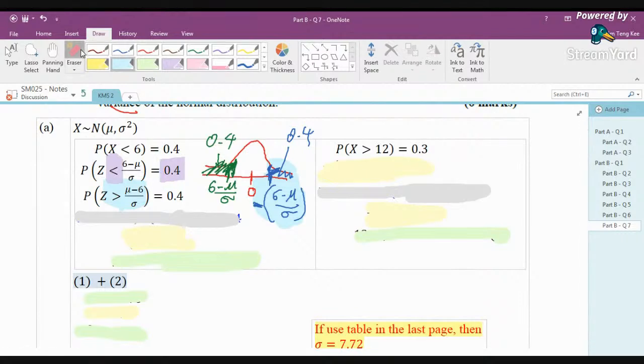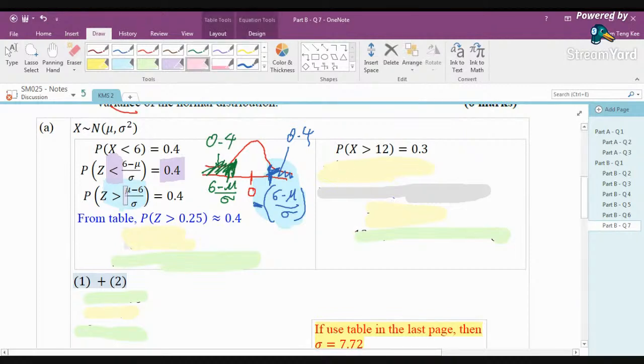Then from statistical table, for Z greater than 0.25, I happen to have approximately 0.4, not the exact value, but just approximately. Compare this part here with 0.25. I have the result, (mu minus 6) over sigma is 0.25. Then there I form equation 1.